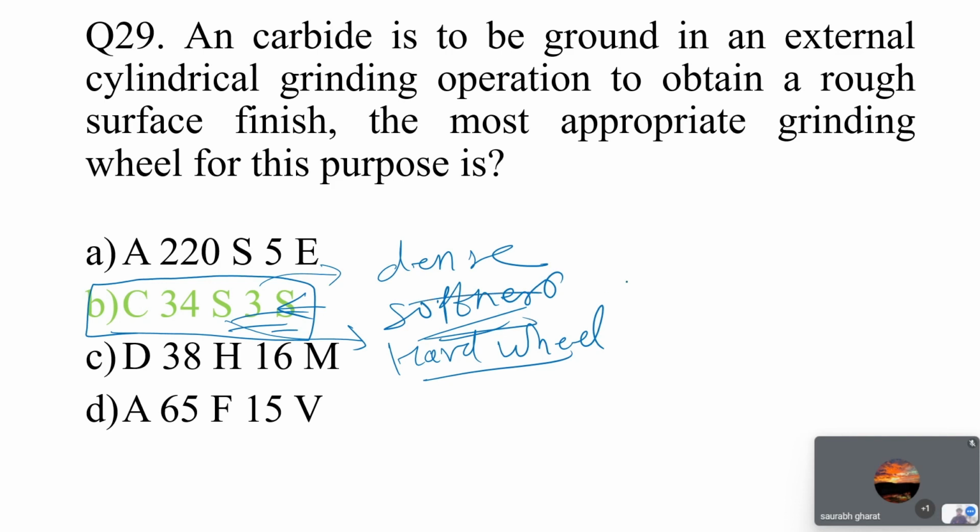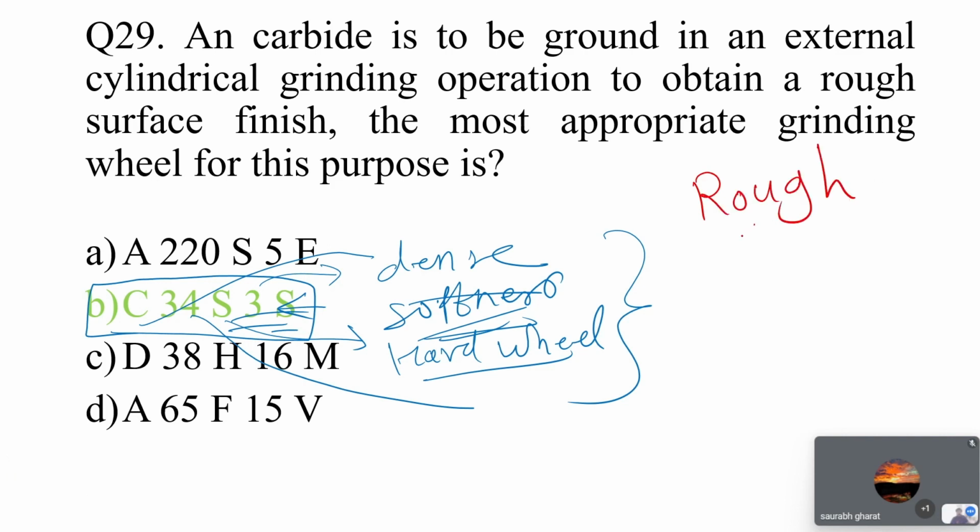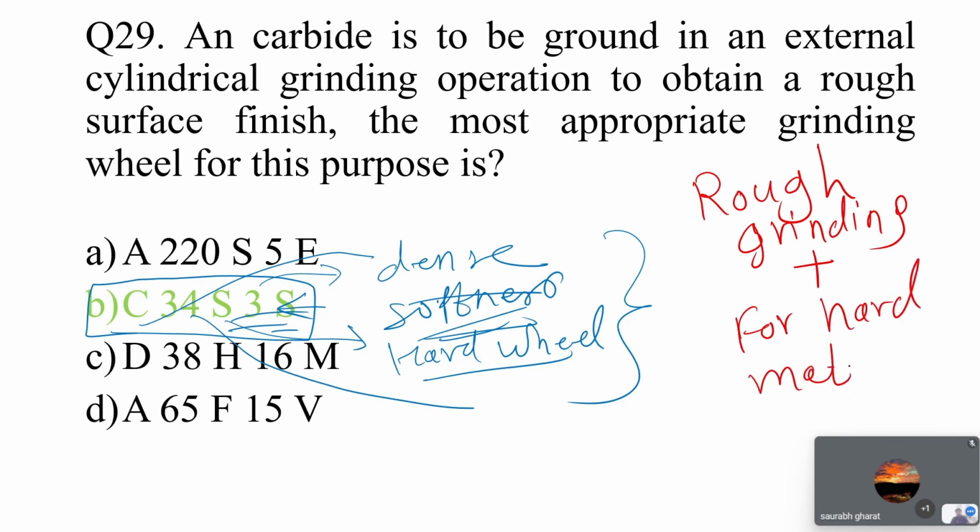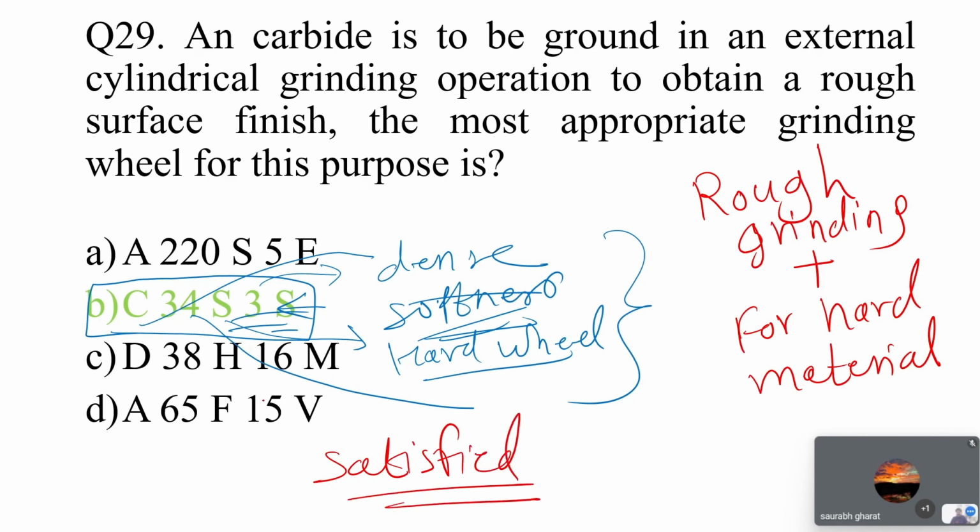Okay, so this C and this T can give you what kind of thing we can get from this rough machining. First, rough grinding you will have here, plus hard material. This can be done by this wheel. Both, that is carbide, it is hard material, and rough grinding, are satisfied by this. So we go with this answer.